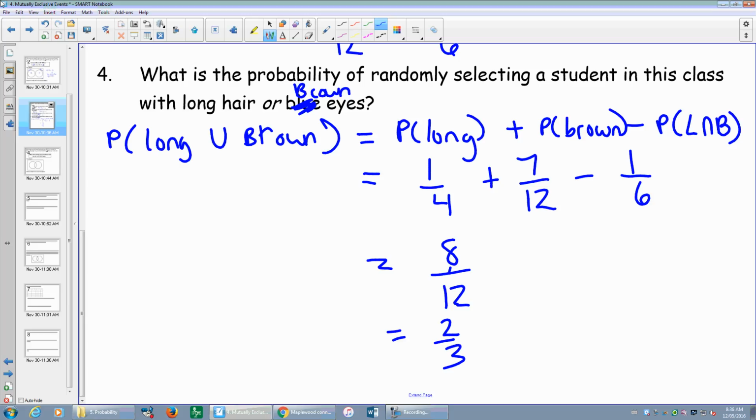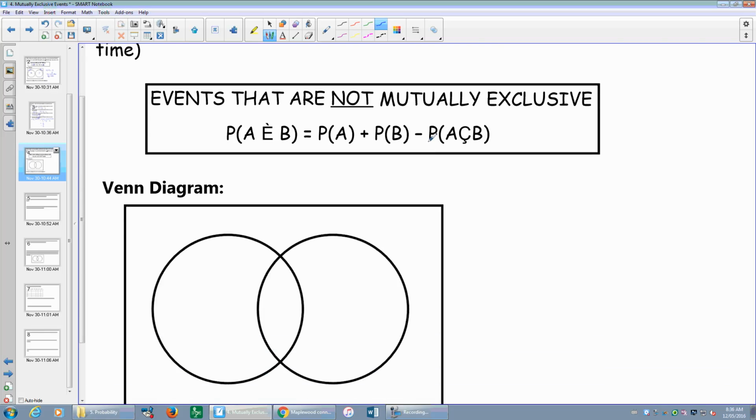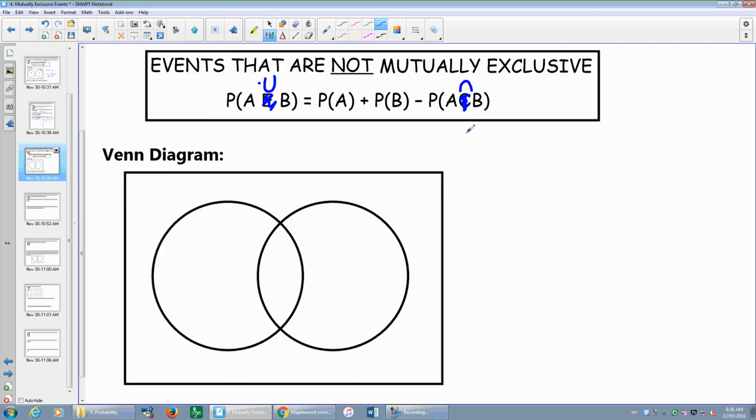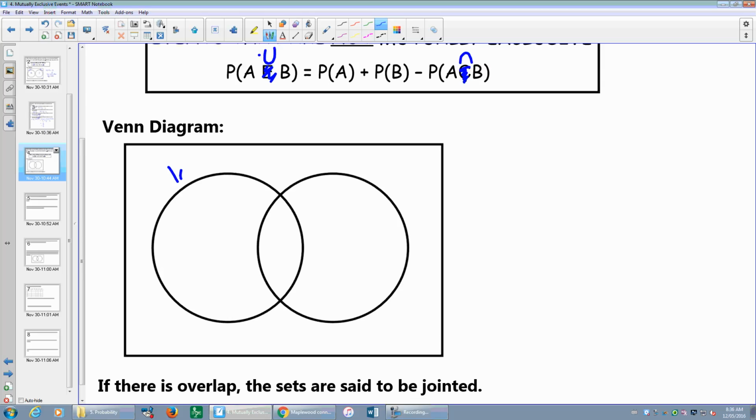Does anyone have any questions with that? Okay, it says here, these are not mutually exclusive since there is an intersection between the groups, i.e. you can have blonde hair and blue eyes at the same time. Events that are not mutually exclusive, so again, I'll just get you to fix this notation. The probability of selecting A or B equals the probability of A plus the probability of B minus the probability of A and B.